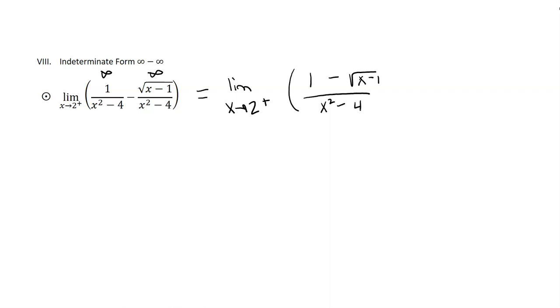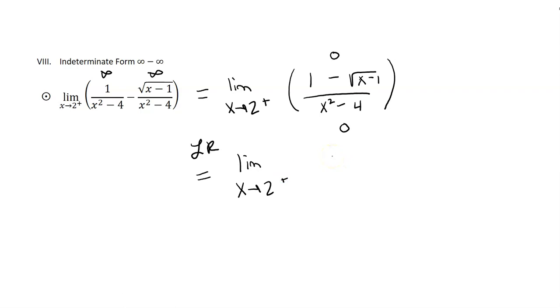So the reason why I'm doing this, if I were to plug the 2 in here, I would have 1 minus the square root of 1, so that would give me 0. And here I would have 4 minus 4, which would give me 0. So now I can use L'Hopital's rule and take the derivative of those.